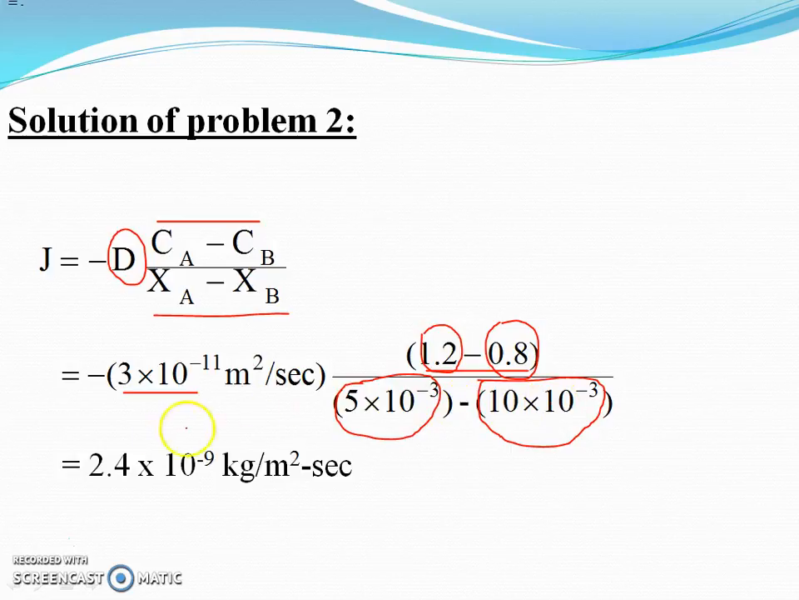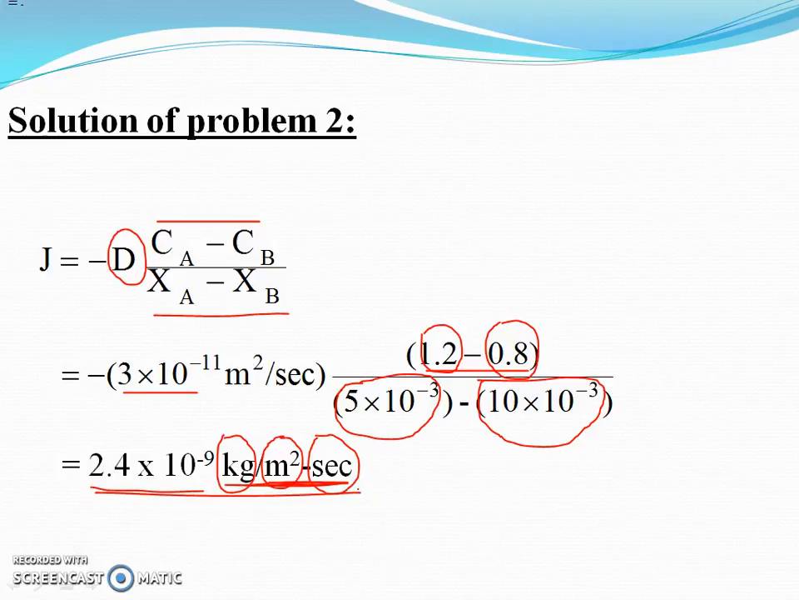So a simple calculation will give you 2.4 into 10 to the minus 9 kg per meter square second. So flux is always expressed in terms of mass per unit area, 1 meter square area, per unit time, that is second. So this is the flux we have calculated for this particular case.